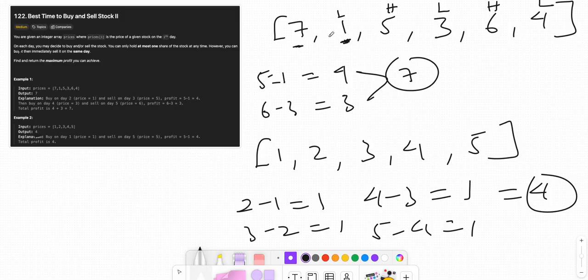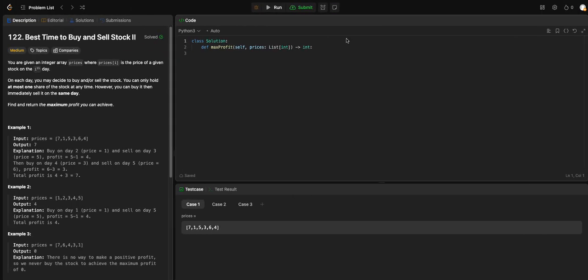As we go, the profit is the difference between each day and the day before. So the idea is the best way to solve our question is buy low, sell high, buy low, sell high, buy low, sell high. Each price change becomes profit.